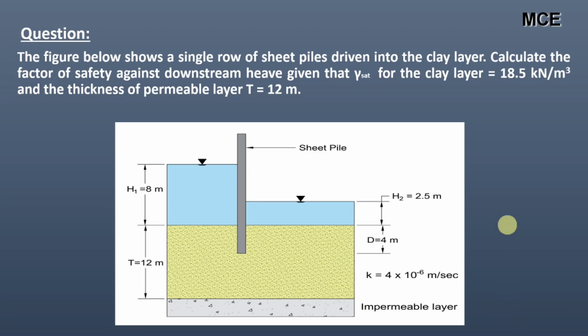In this video, we're going to learn how to calculate the factor of safety against downstream heave for the sheet piles. The question states that the figure below shows a single row of sheet piles driven into the clay layer. Calculate the factor of safety against downstream heave given that the saturated unit weight for the clay layer is equal to 18.5 kilonewton per meter cube and the thickness of the permeable layer is equal to 12 meter.